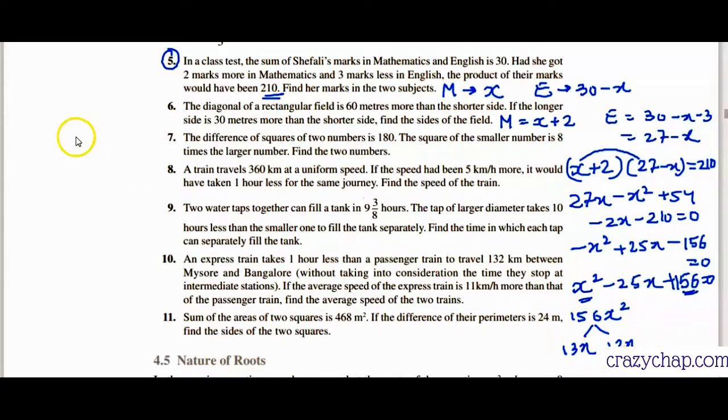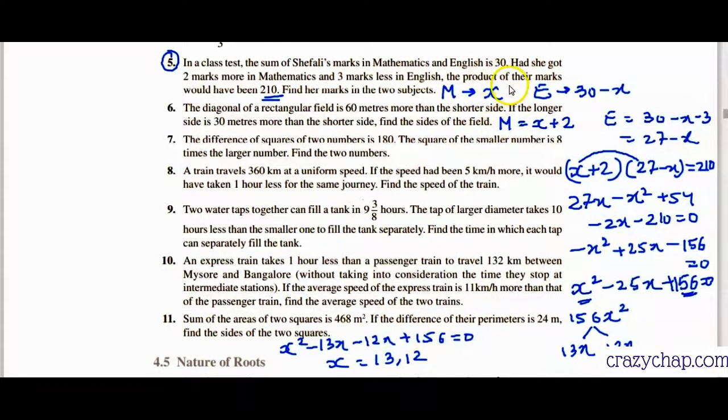Okay, so let's simplify that. x square minus 13x minus 12x plus 156 equal to 0. When you simplify that you will get it, don't worry. So x would be either 13 or 12.